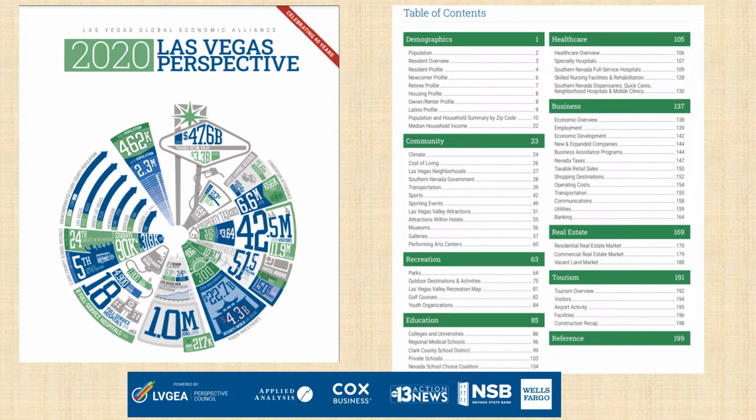Cox Communications is a sponsor. Channel 13 News is a sponsor. The Nevada State Bank is a sponsor, along with Wells Fargo. The University of Nevada, Las Vegas College of Business used to be a sponsor, but is no longer a sponsor.